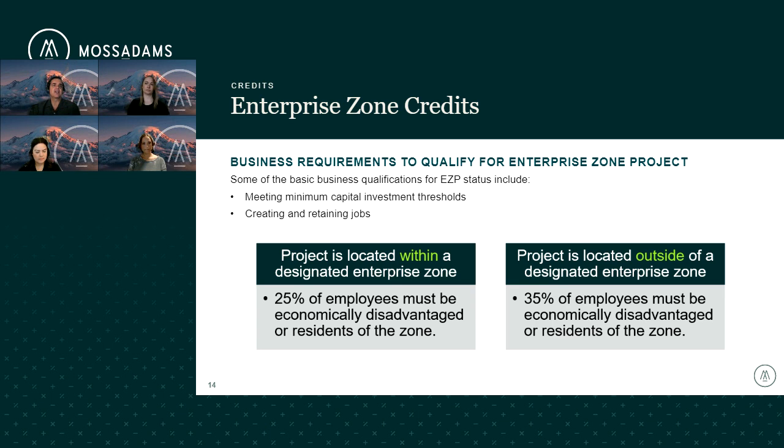So for Texas, if the project's located within a designated enterprise zone, 25% of the employees must be economically disadvantaged or residents of the zone. If it's outside of the designated enterprise zone, then 35% of the employees must be economically disadvantaged or residents of the zone. So just an example of some of the thresholds.